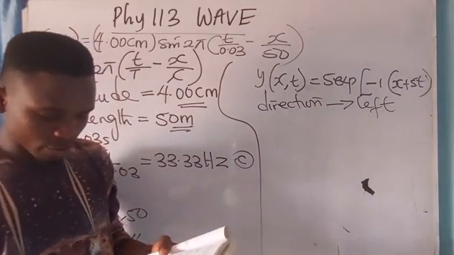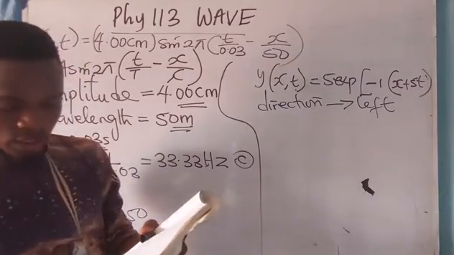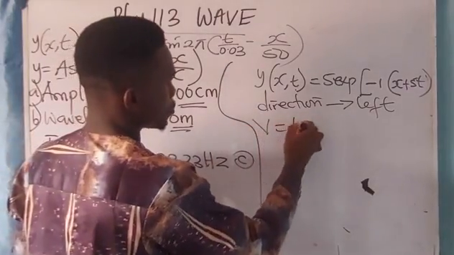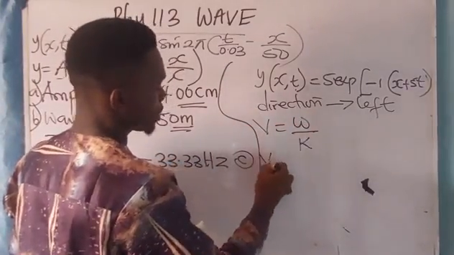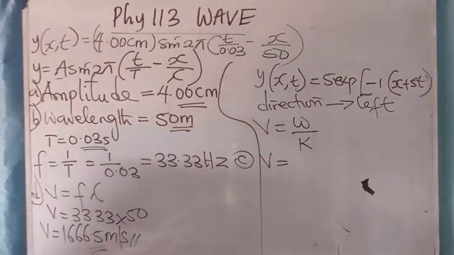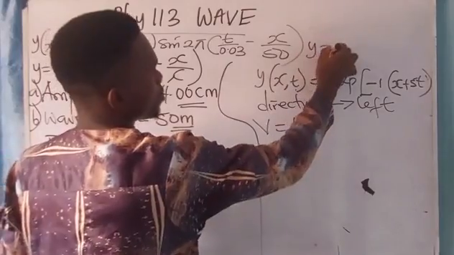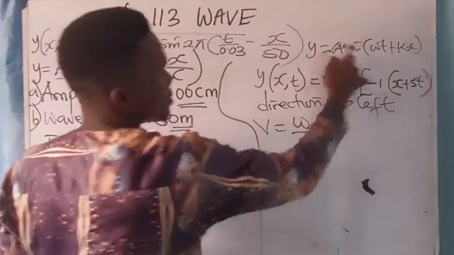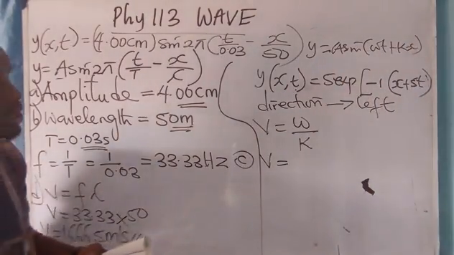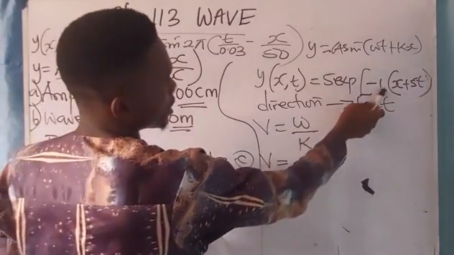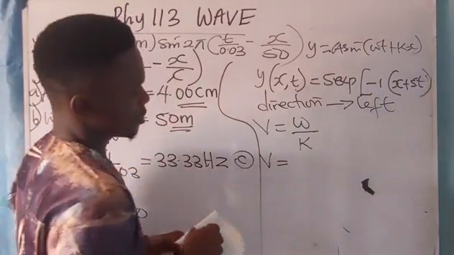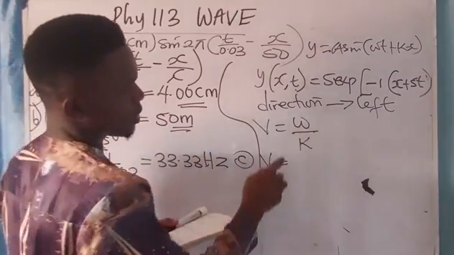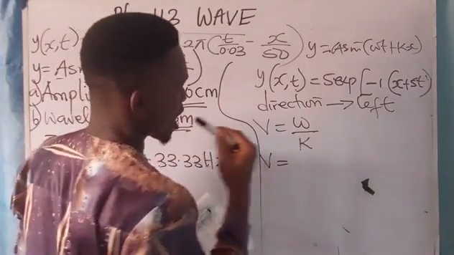They said determine the direction and determine the speed of the wave. That gives us v equals w over k. Now comparing with y equals a sine open bracket wt plus kx, this is the equation. Looking at what we have, w here is what, and you have it to be what?